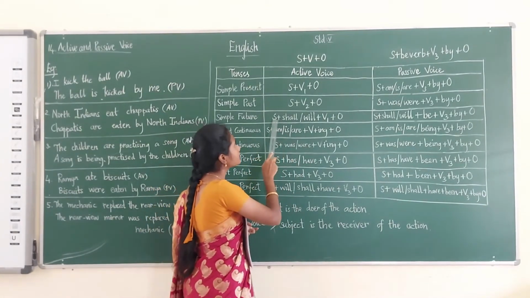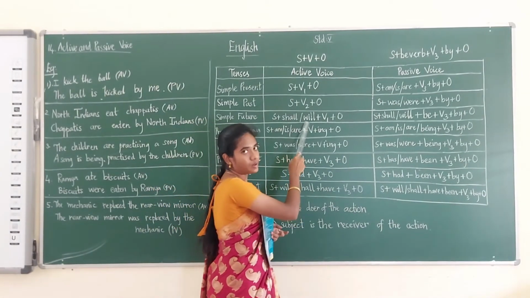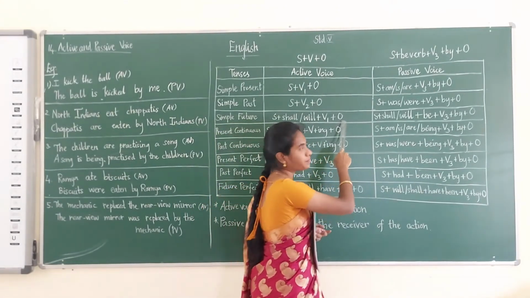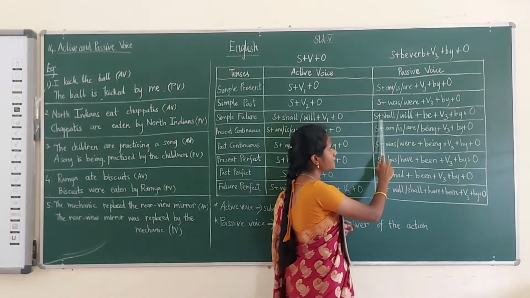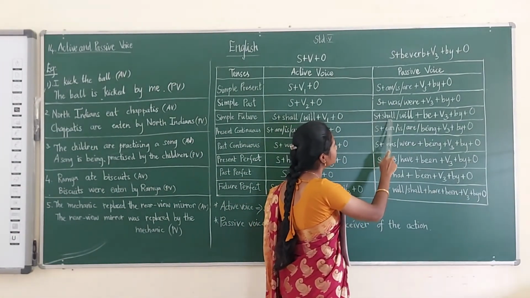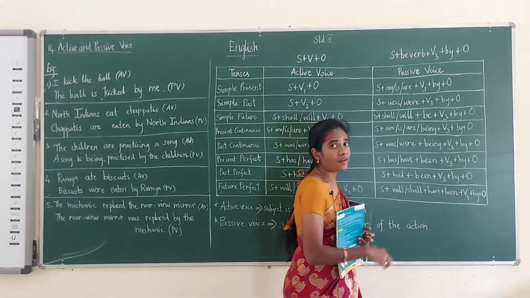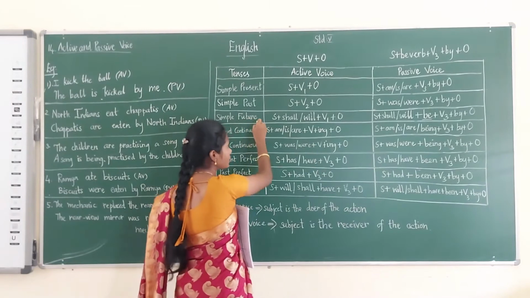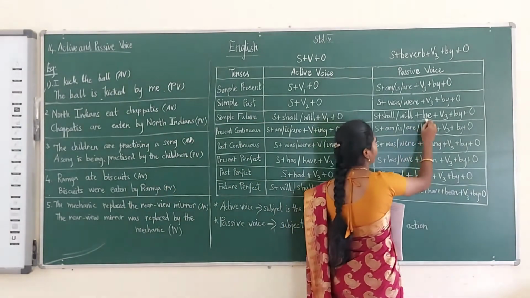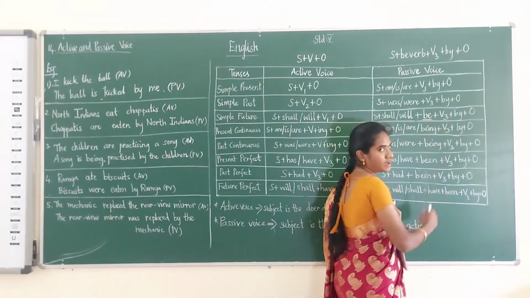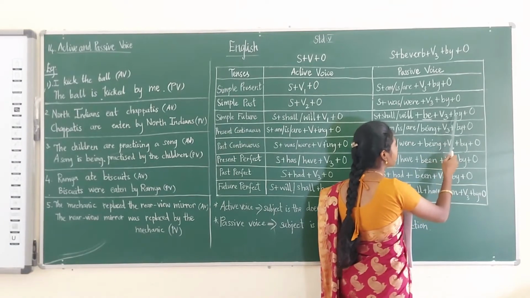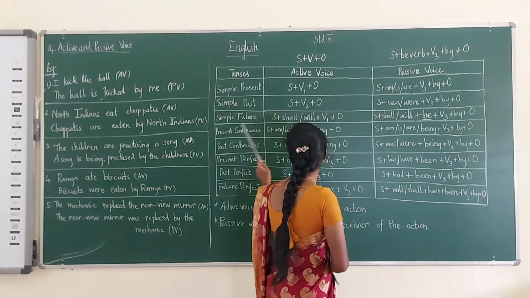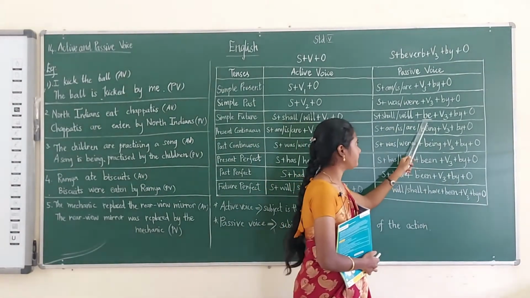Okay, the next one, simple future. The structure is subject plus shall or will, plus verb plus object. Then the passive form structure is subject plus shall or will plus, here you have to include a be. Okay, in simple future, you have to note a be. Then next V3, that is a past participle, plus by plus object.